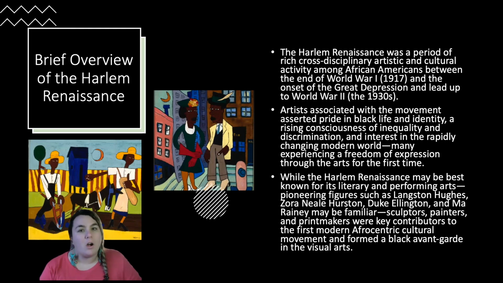While the Harlem Renaissance may best be known for its literary and performing arts, with pioneering figures such as Langston Hughes, Zora Neale Hurston, Duke Ellington, and Ma Rainey who may be familiar, sculptors, painters, and printmakers were key contributors to the first modern Afrocentric cultural movement and formed a Black avant-garde in the visual arts.